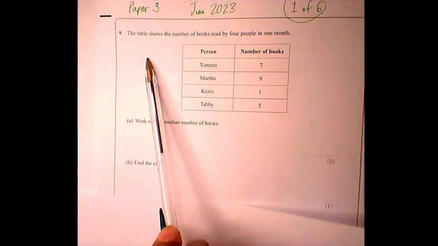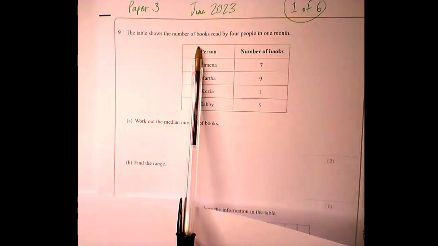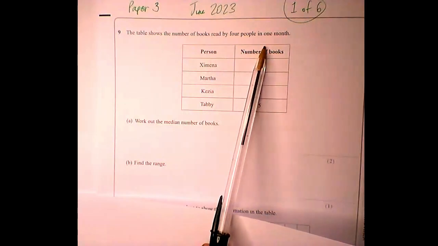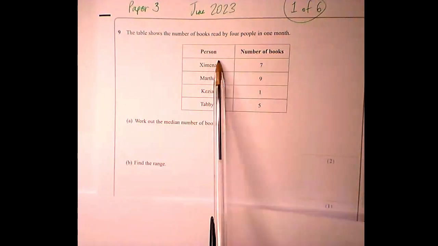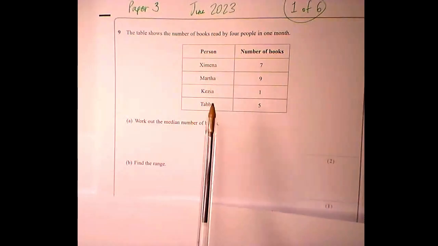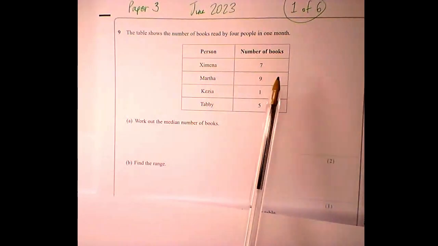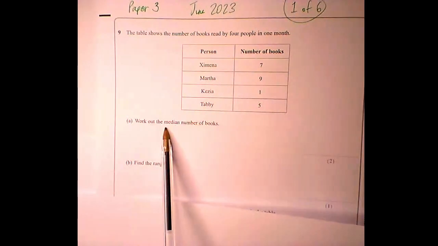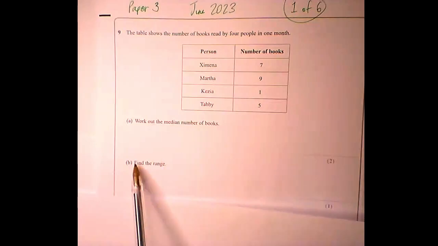Here is the question. The table shows the number of books read by 4 people in 1 month. We've got person: Jimena, Martha, Kezia, Tabby. The number of books are 7, 9, 1, and 5. Work out the median number of books. Find the range. So median is we put numbers together in order, and then we pick the middle number.